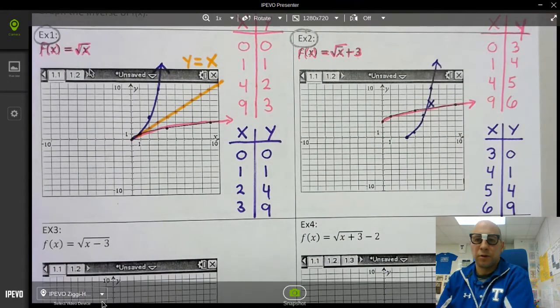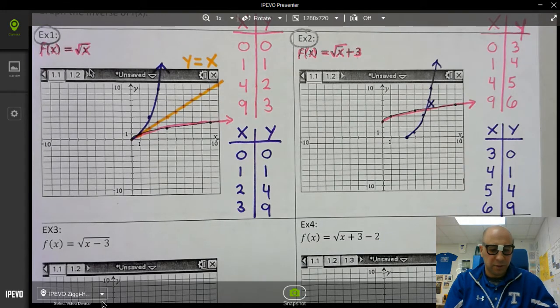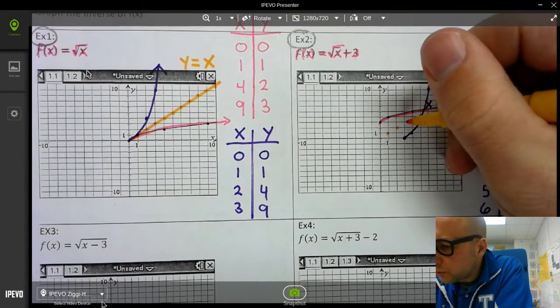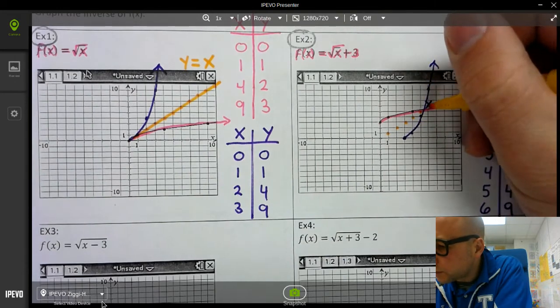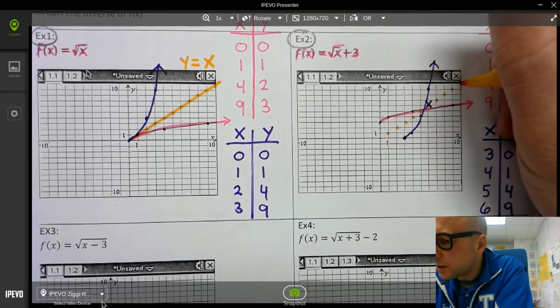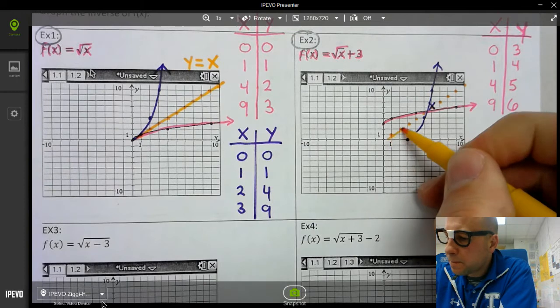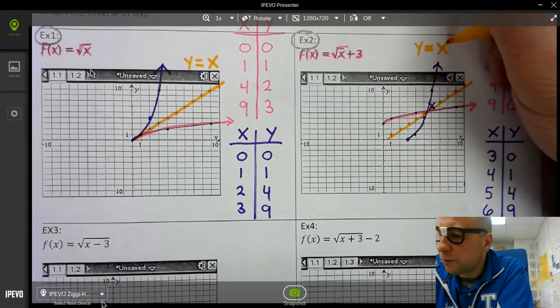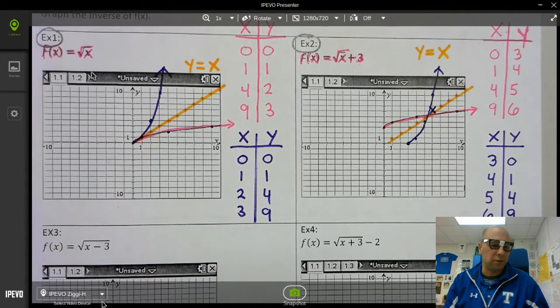All right, so we're going to check to see if they're inverses by graphing the y equals x line. So 1, 1, 2, 2, 3, 3, 4, 4, 5, 5, 6, 6, 7, 7, 8, 8, 9, 9, 10, 10. All right, you'll see that they reflect over the y equals x line, so they are in fact inverses.